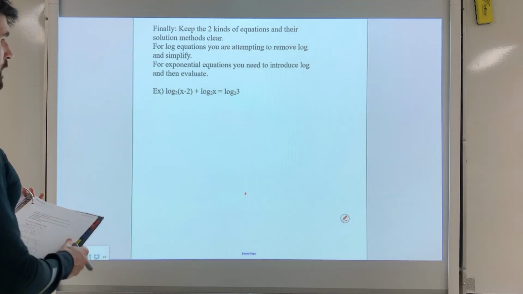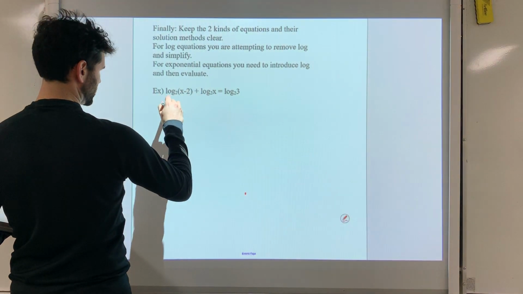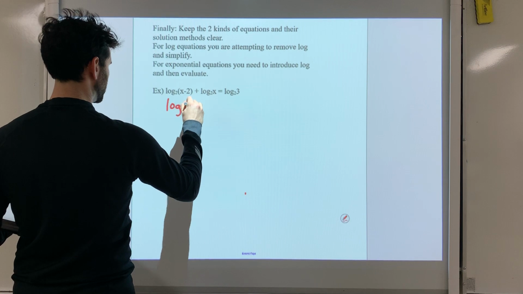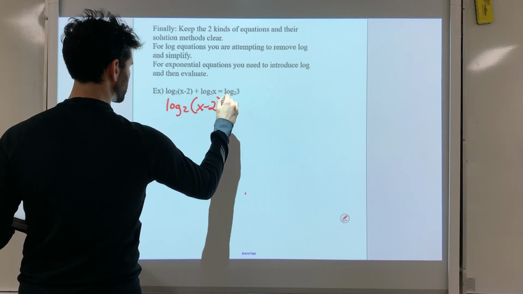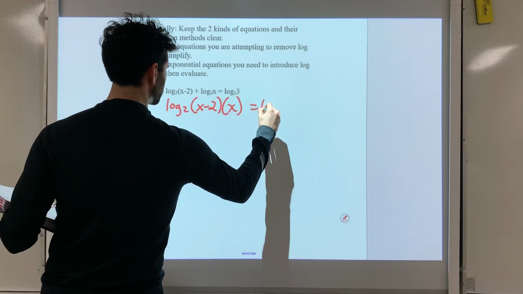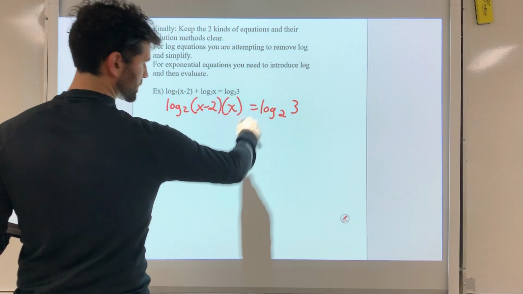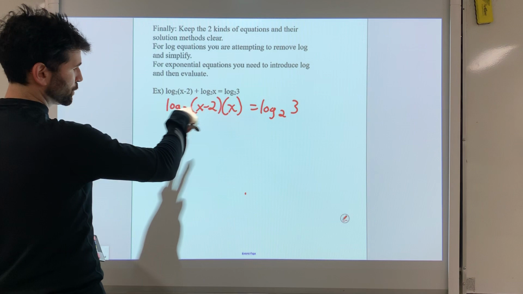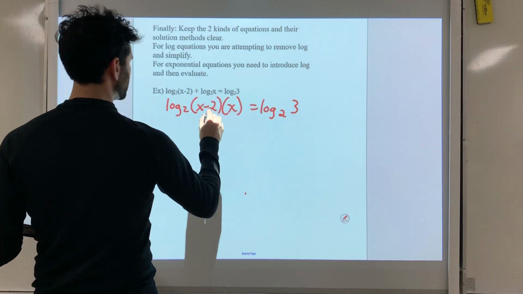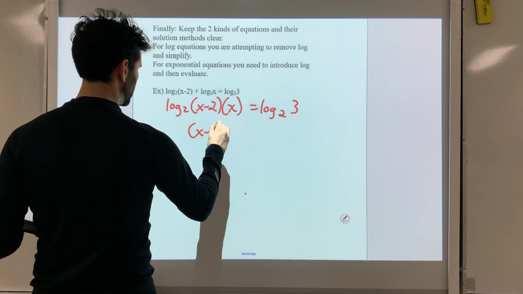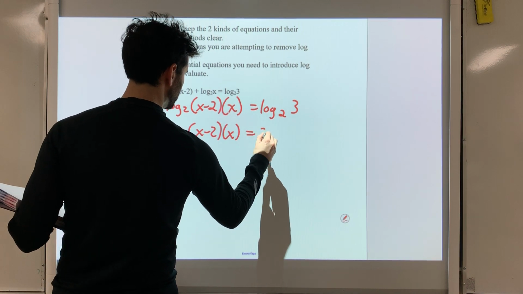So I'm going to have to combine all my logs on this side. I have addition there, so I'm going to write log base 2, x minus 2 times x equals log base 2 of 3. Now this is the kind where you have logs on both sides. If you have the same log base, which you do, then the arguments must equal each other. So now I can write x minus 2 times x equals 3.